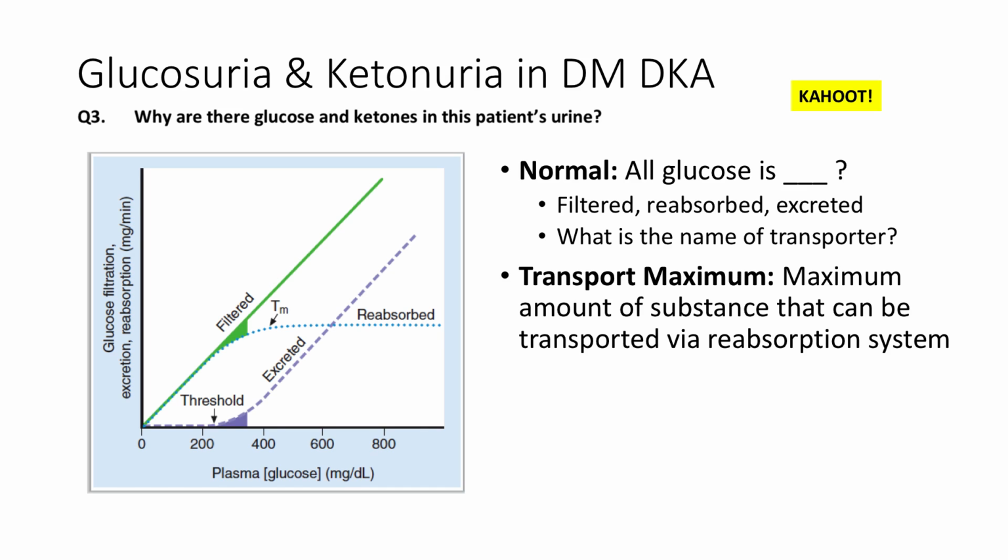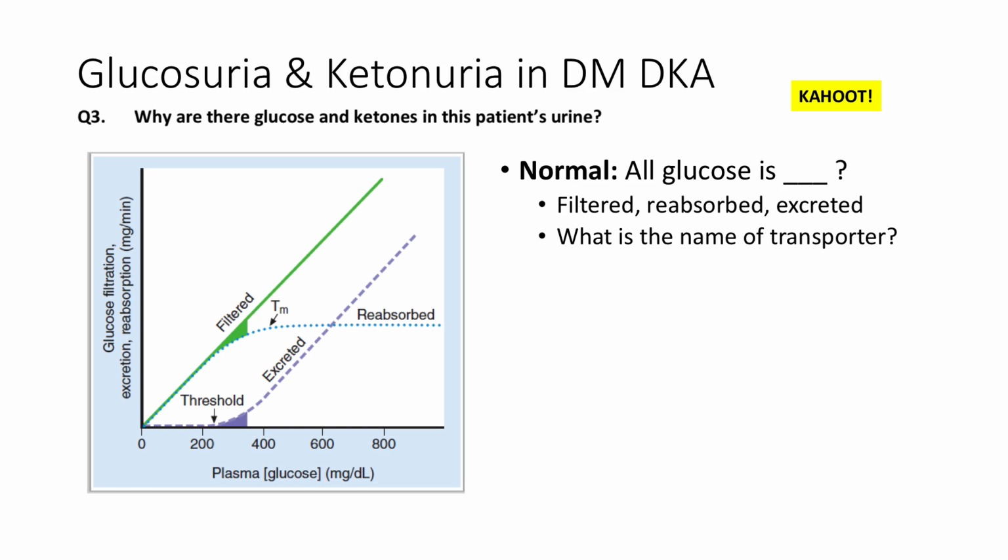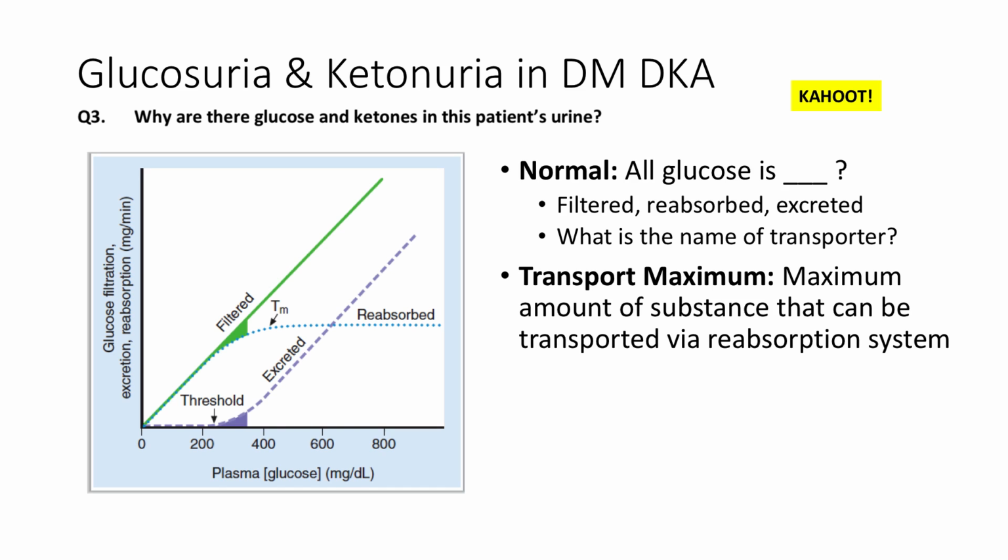So, can someone explain to me what is the concept of transport maximum? You all heard of it before? Okay, since you heard of it, what is it, Terence? I think it's the maximum plasma glucose concentration whereby there won't be any glucose excreted in the urine. Yes, that's correct. So it's the maximum amount of the substance that, when filtered, can be reabsorbed by the system.